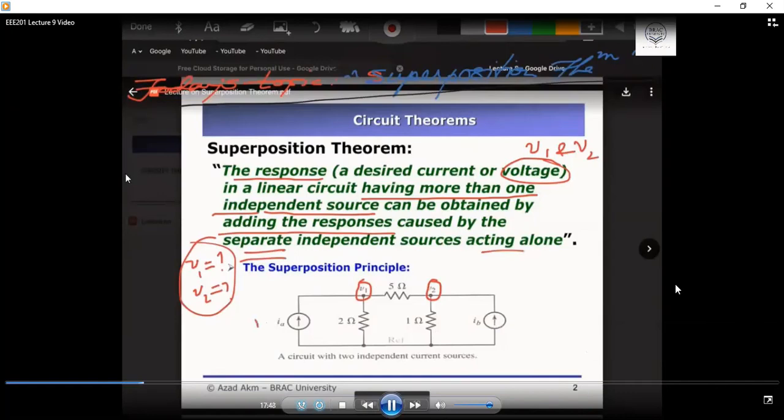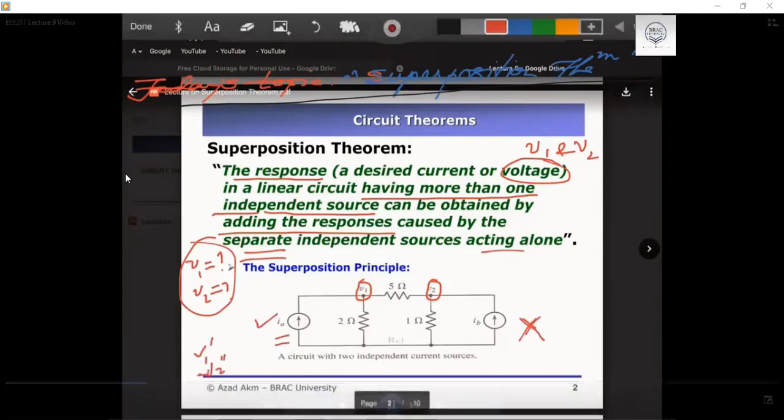We name them V1 prime and V2 prime when IA is active and IB is inactive, that is, all others inactive, only one active at a time. V1 and V2 found this way are named V1 prime and V2 prime. When IA is active and all others inactive, you find the values.